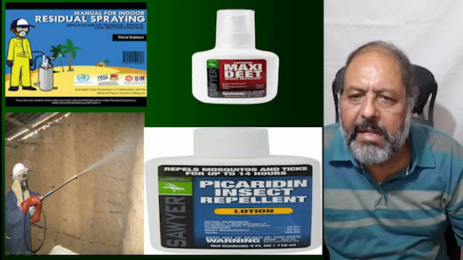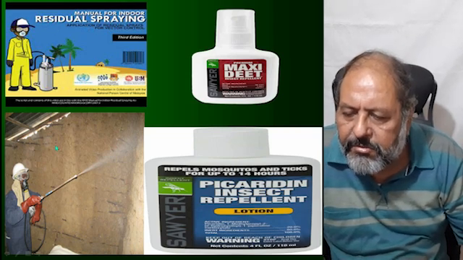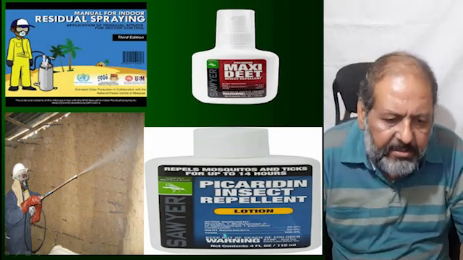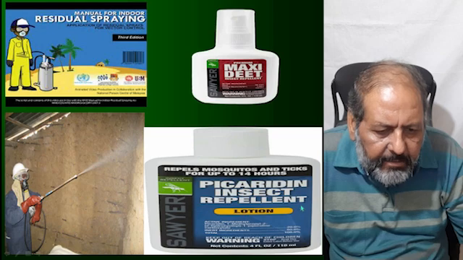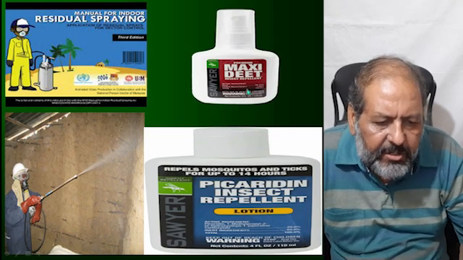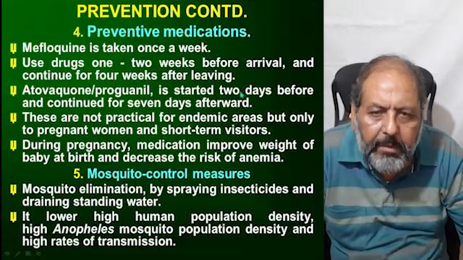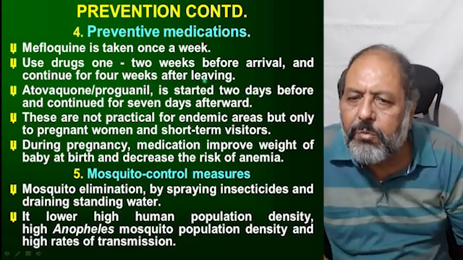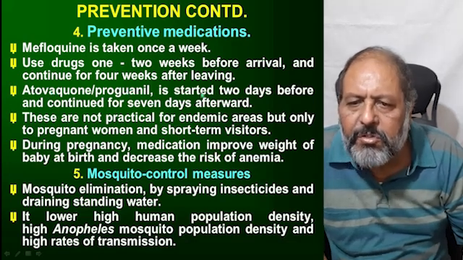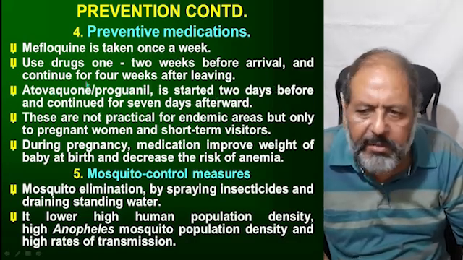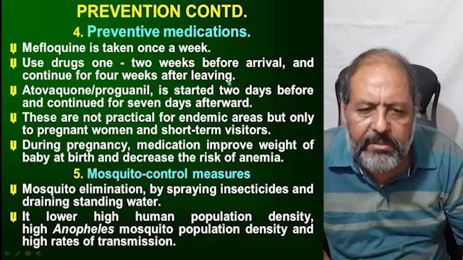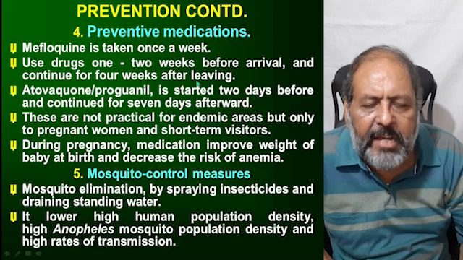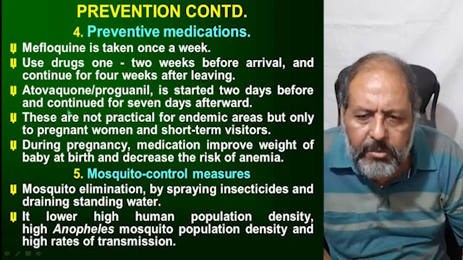So here the residual spraying on the walls, IRS, and that is the DEET which is being used as a repellent, and that is picaridin, insect repellent chemical applied on the body. Then preventive medication, number 4, mefloquine is taken once a week. Use drug 1 to 2 weeks before arrival and continue for 4 weeks after leaving so that one can avoid the malaria if one has been bitten by the mosquito during this period.